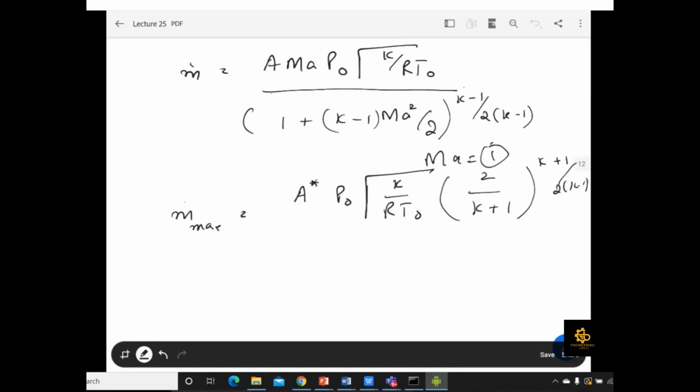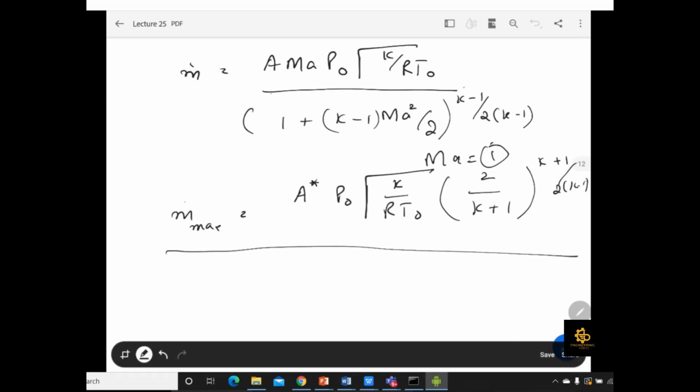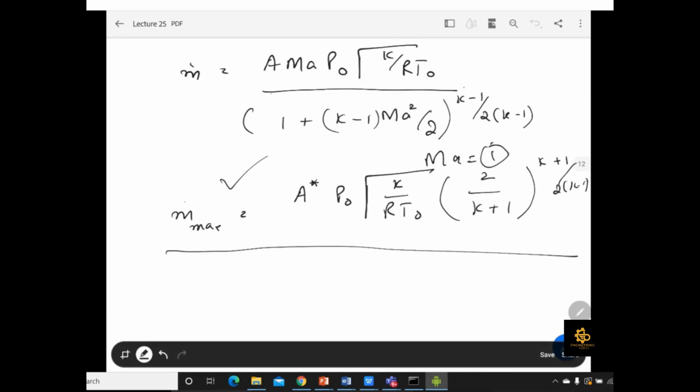So this is the equation for your maximum mass flow rate. These are important equations because in most of the problem statements, which we will see in the coming slides, we have to find the maximum flow rate, either the throat area or other parameters. So you can simply use these equations to find them. If you have any question, you can ask me, and then we move to the next.